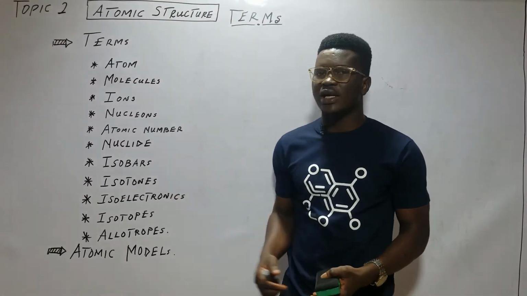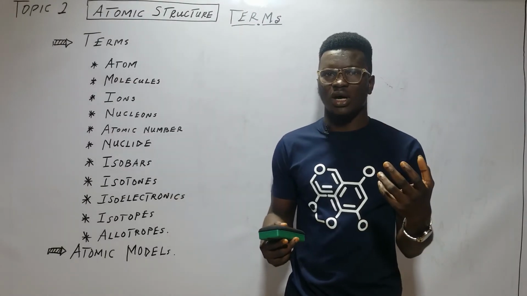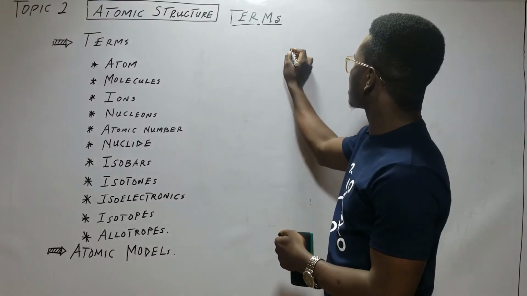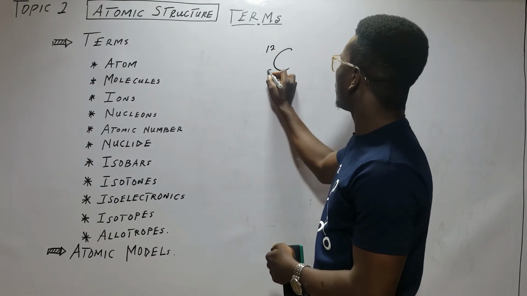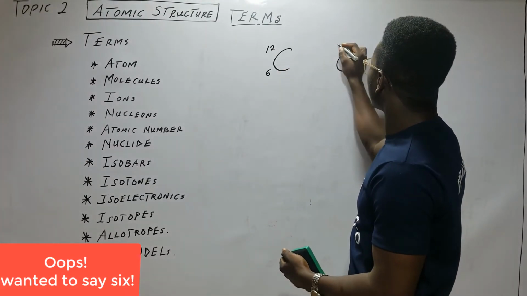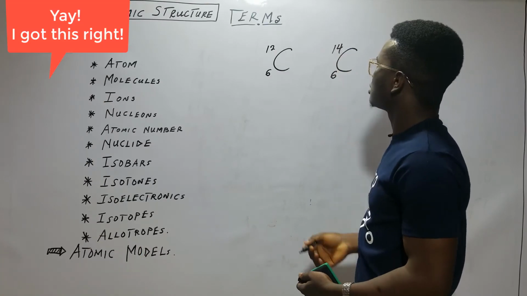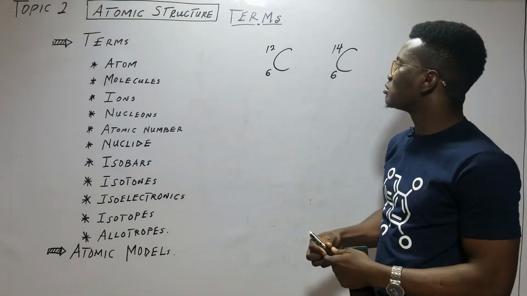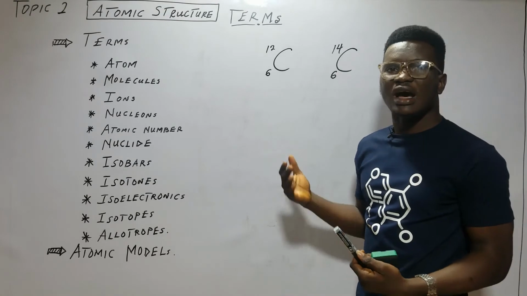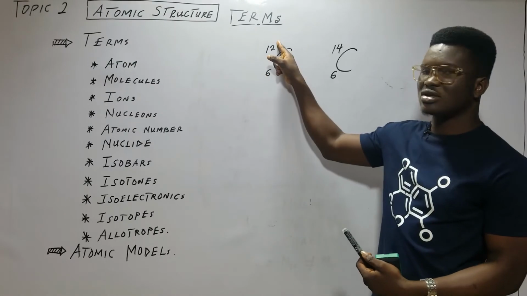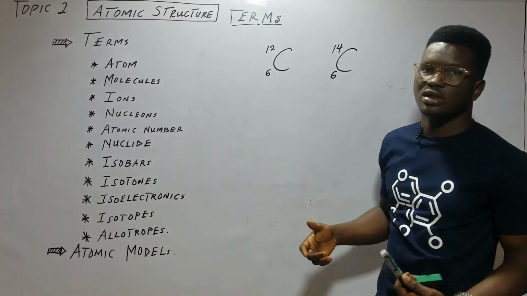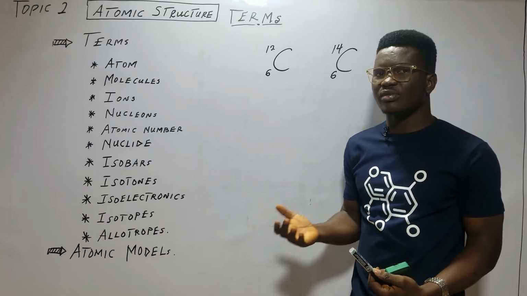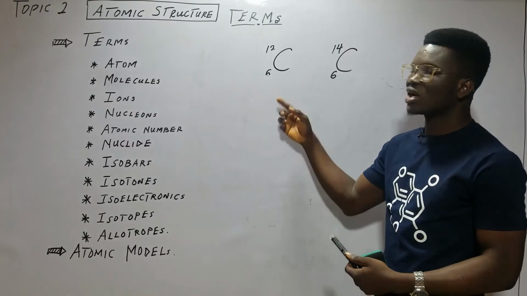Now, when you talk about a nuclide, it is an atom with a specific mass number and atomic number indicated. If I have carbon 12, atomic number is 6, and carbon 14, atomic number is 6. When you look at these two atoms, carbon 12 and carbon 14, they are atoms of the same element. But do they have the same mass? No. This has a mass of 12 and this has a mass of 14, which means these atoms are not exactly the same. They don't have the same physical properties, but they exhibit the same chemical properties.